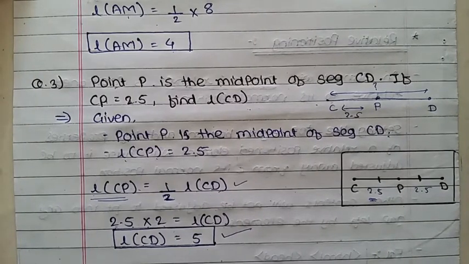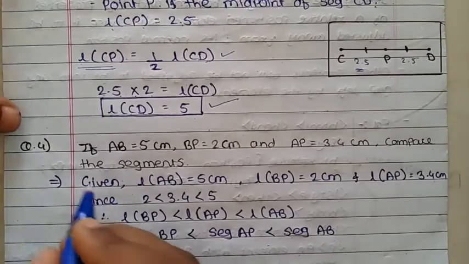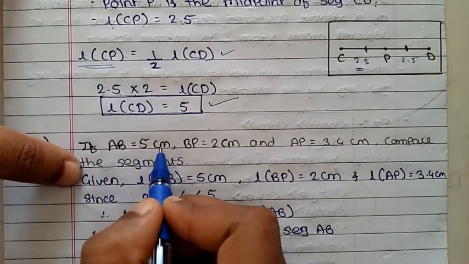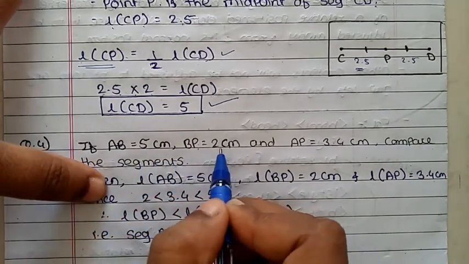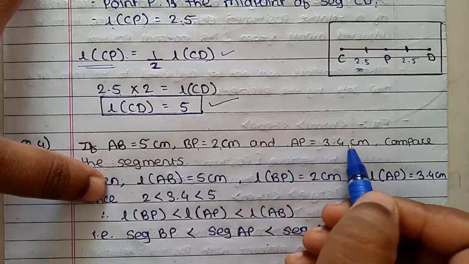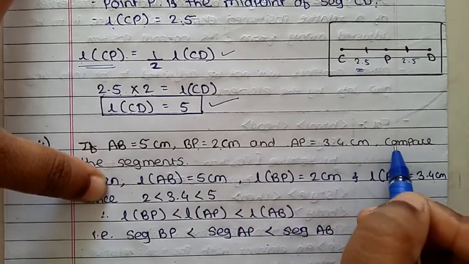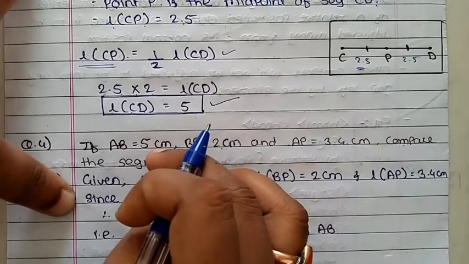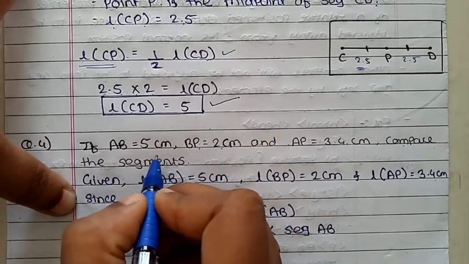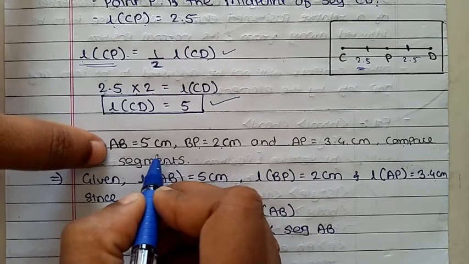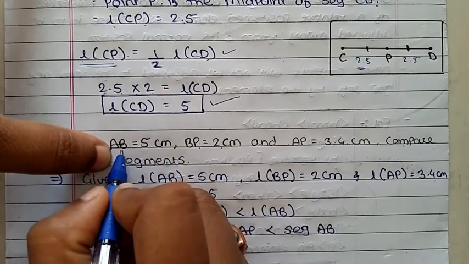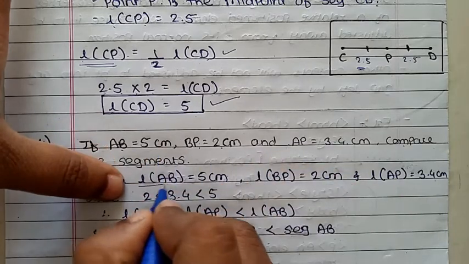Next question, question number 4. If AB is equal to 5 centimeter, BP is equal to 2 centimeter, and AP is equal to 3.4 centimeter, compare the segments. There are 3 segments given in your question. We have to compare these segments. How to compare the segments? With the help of their length. So what is the length of AB here? That is 5 centimeter.